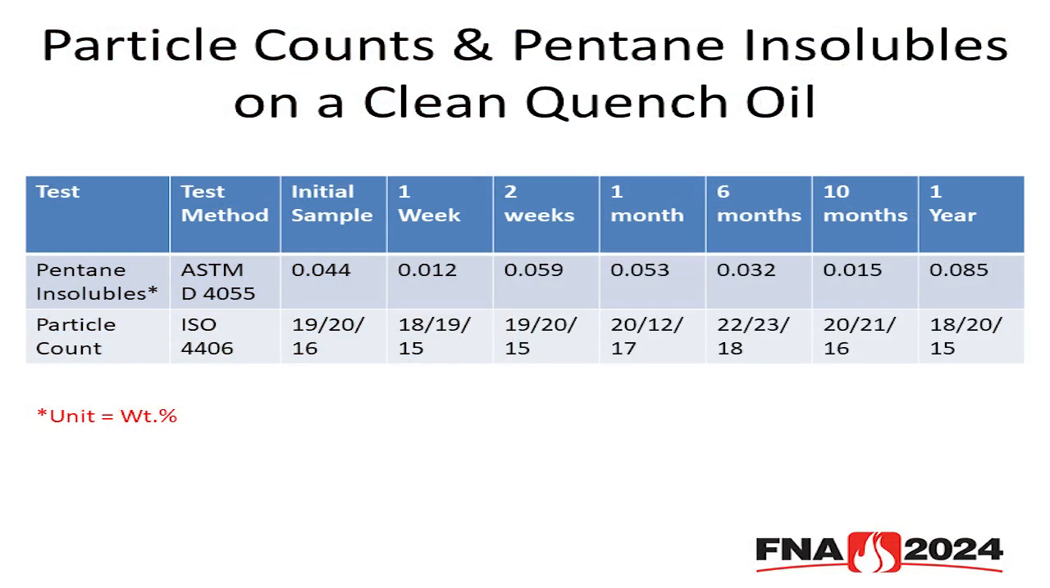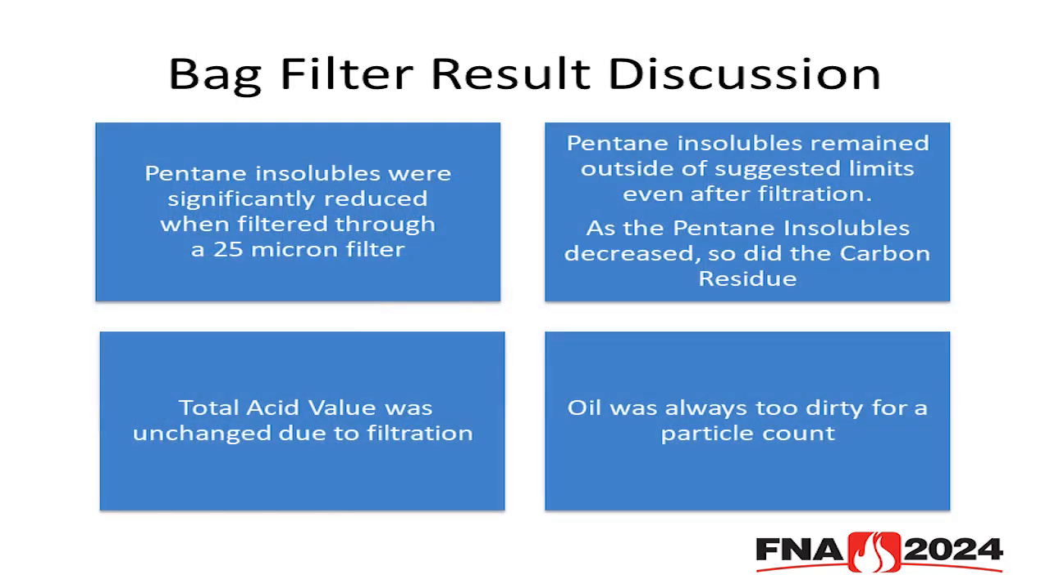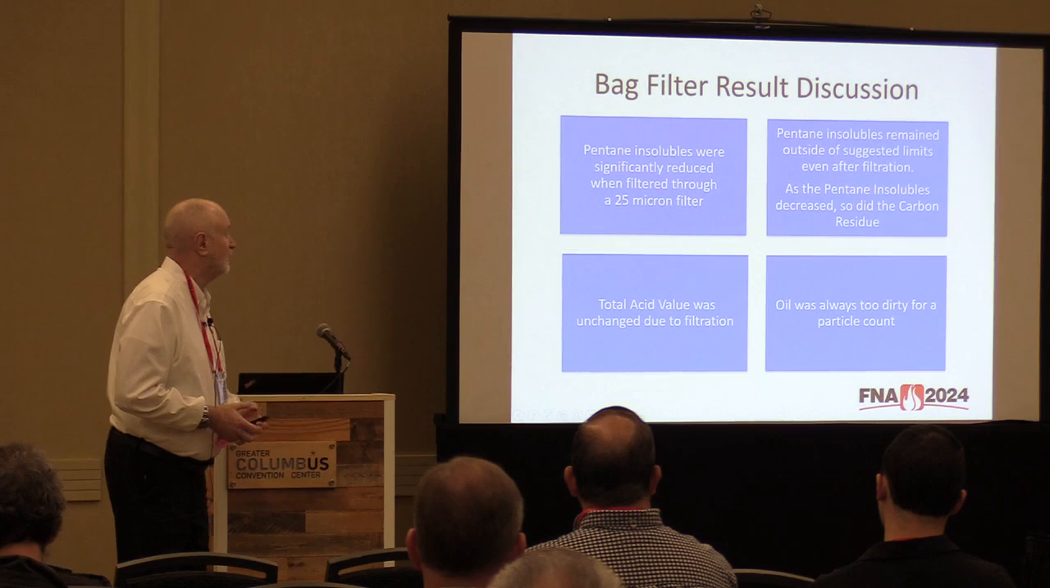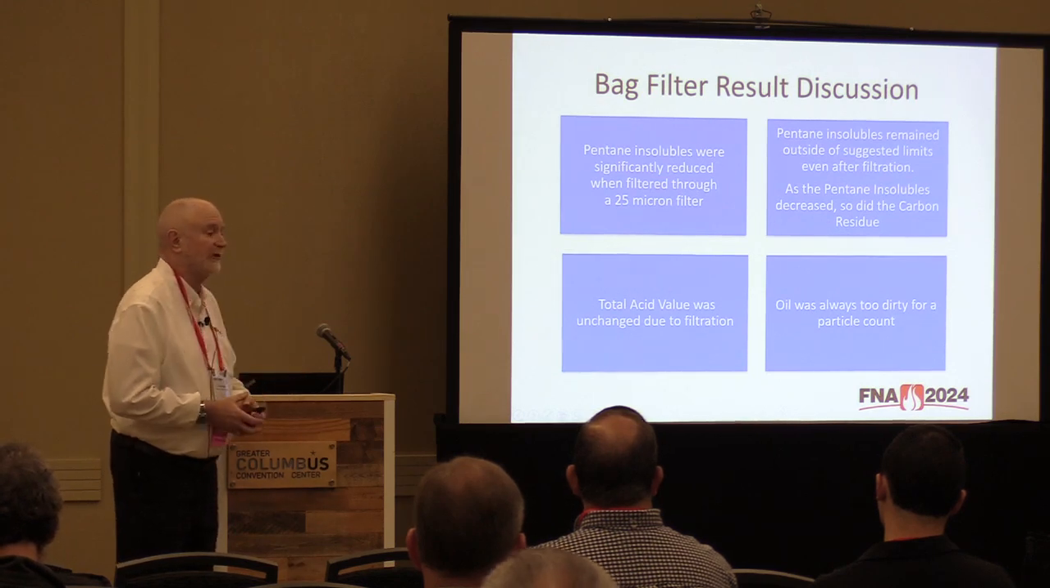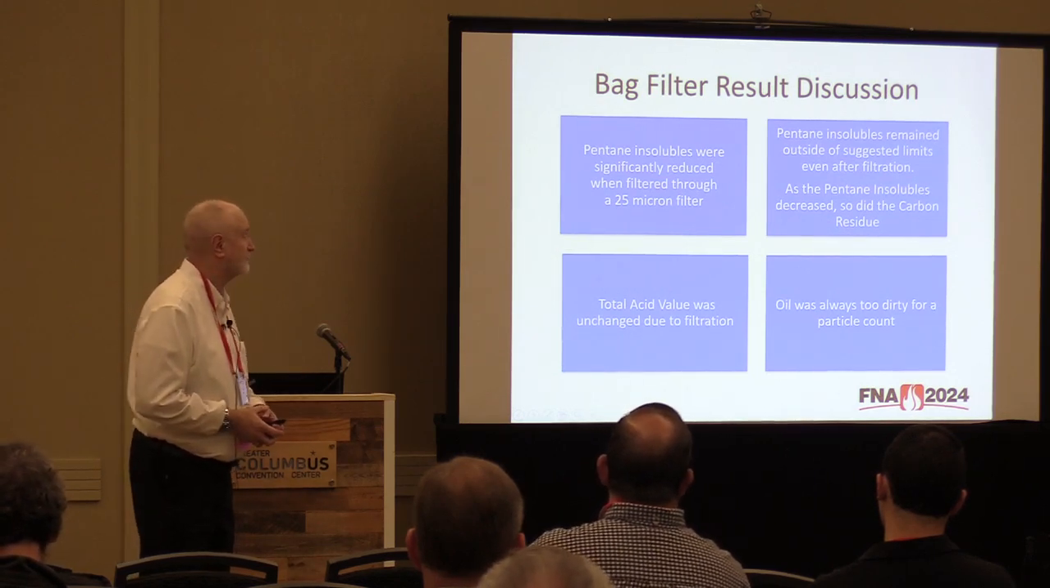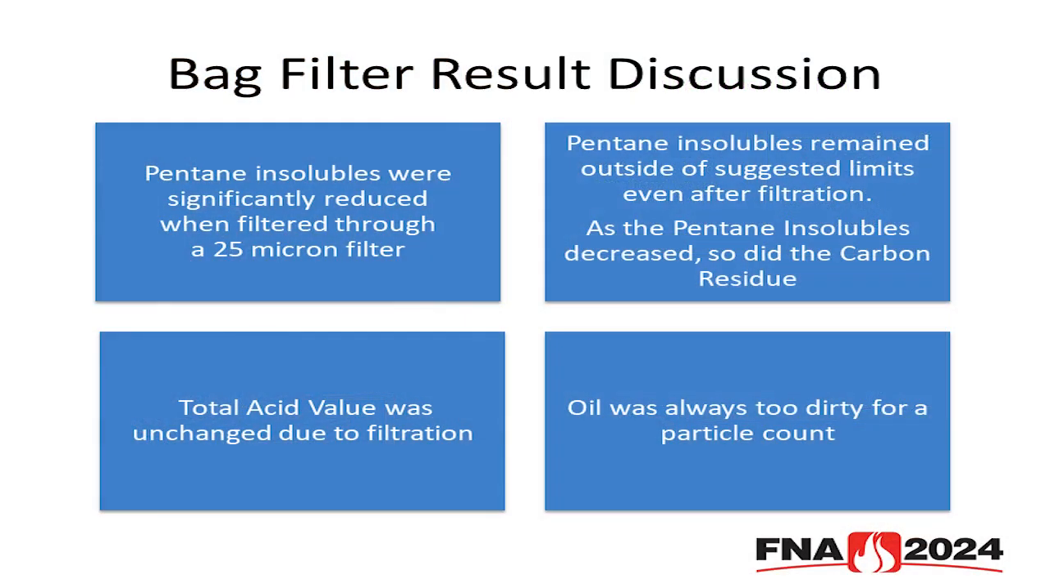You can see with the pentane insolubles, we started off very low. And even after a year, we were still very low. The particle counts are essentially the same throughout that entire year. So for a bag filter, the pentane insolubles are significantly reduced when filtered through a 25 micron filter and not through a 75 micron filter. But they remained outside of the suggested limits even after filtration. The total acid value was unchanged, and the oil was always too dirty for a particle count.